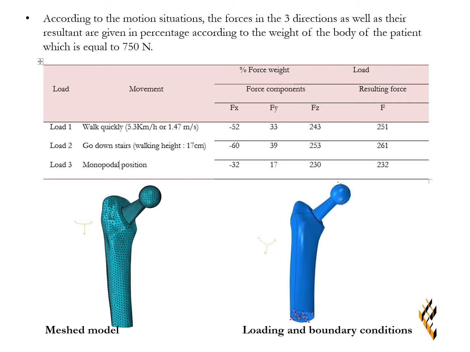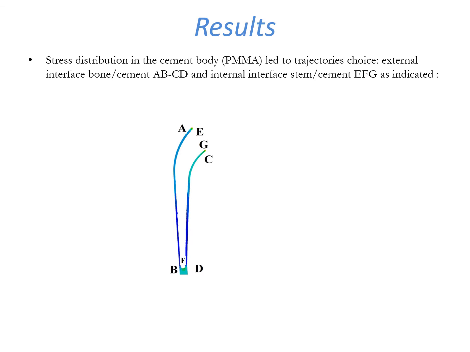According to the motion situations, the forces in the three directions as well as their resultant are given in percentage according to the weight of the body of the patient, which is equal to 750 N. The three factors of our experiment matrix are represented in this table. Stress distribution in the cement body, PMMA, led to the choice of trajectories: external interface bone-cement ABCD, and internal interface stem-cement EFG, as indicated.